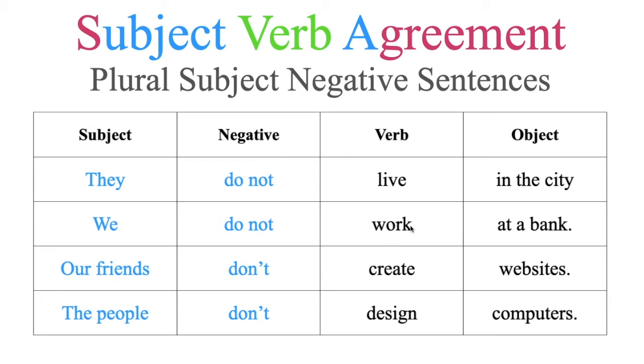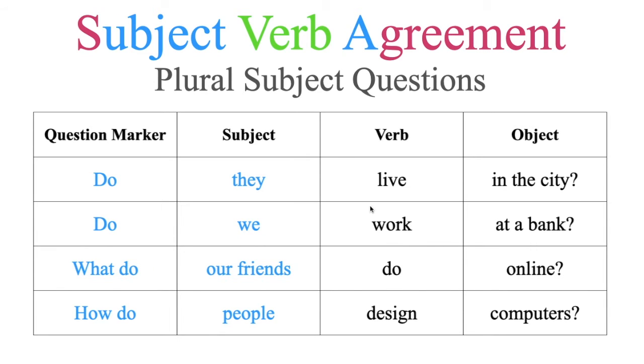Let's look at how we make questions. Now notice the difference, everyone. If we have a he or a she, it'll be does he, does she. But when we're using they, we, our friends, we're going to use do. Do they live? Do we work? What do our friends do? And how do people design computers? So that's the big difference. He, she, it needs does. They, we, our friends, other things just need to use do.